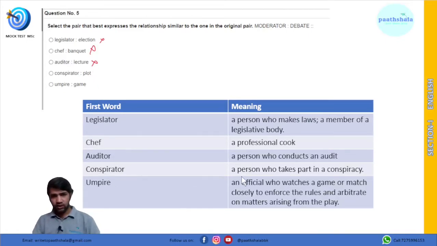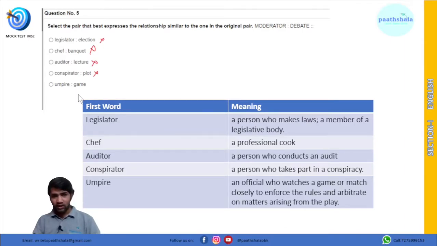Next is conspirator, a person who takes part in a conspiracy. So a conspirator is a person who can also design the plot, he is taking part in the conspiracy. But this is also not sounding very appropriate with the given analogy.